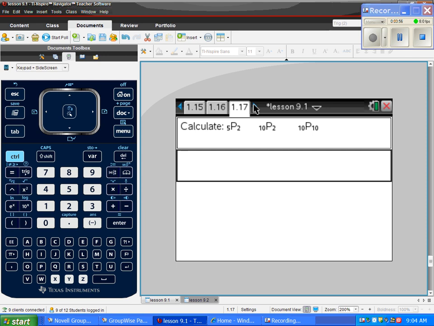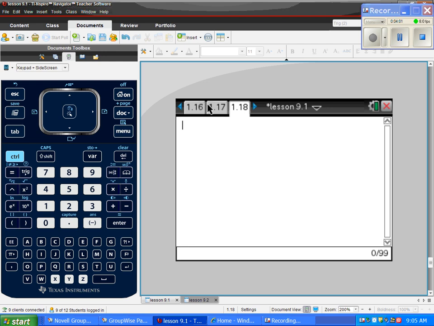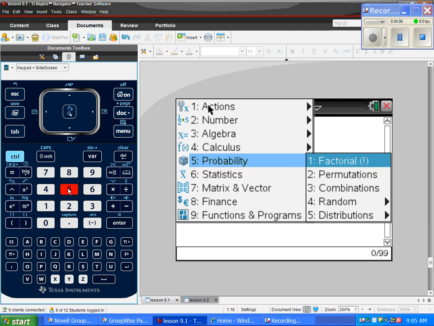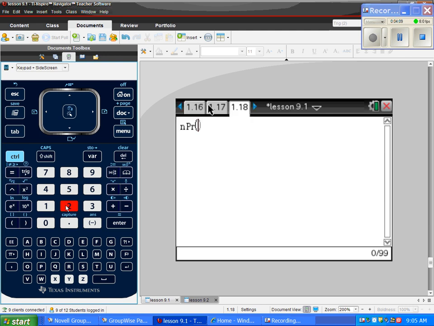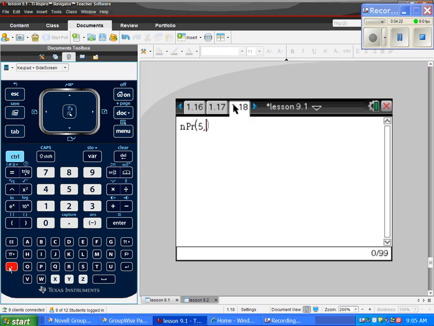So to calculate 5P2, you're going to add a calculator page, and you're going to look right here in menu, probability, and where it says permutations. It's going to give you nPr. And then you just plug it in. In our example here, n was 5. Remember, it's nPr. n was 5. r was 2. n was 5, r is 2. There are 20 different ways to order that group. Okay?